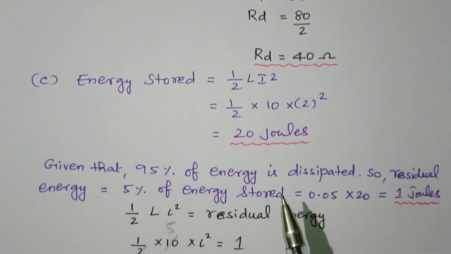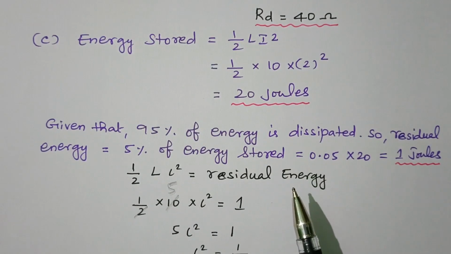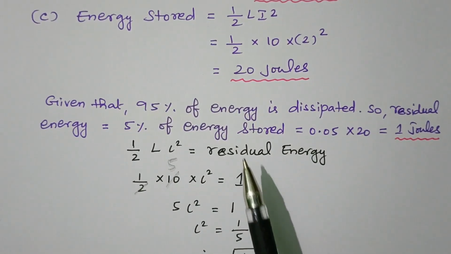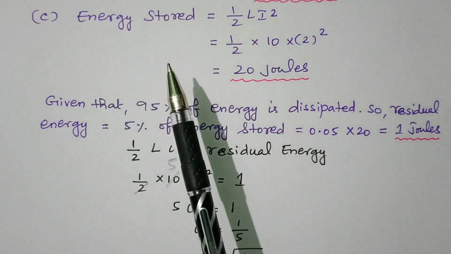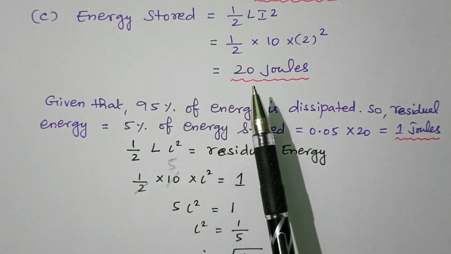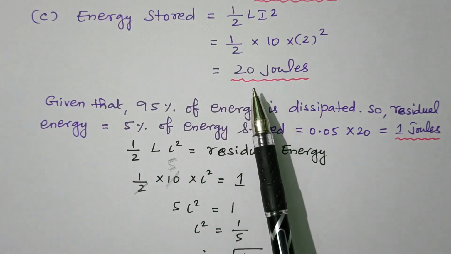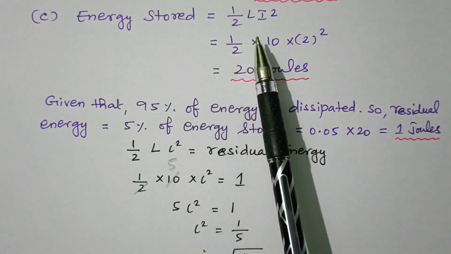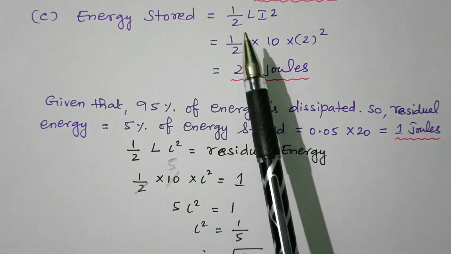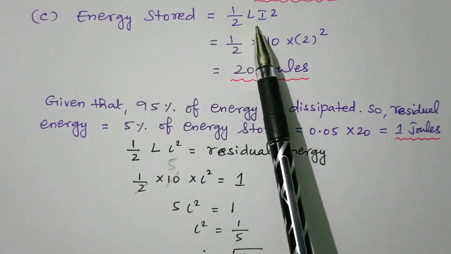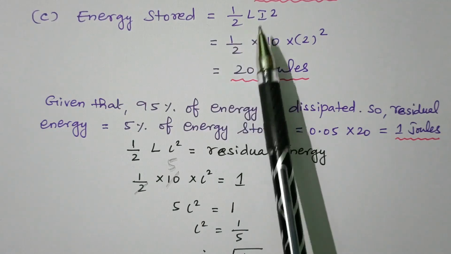Then we need to find the energy stored. Then we need to find when 90% of the energy is dissipated. So first we will find the energy stored, then we will find 90%, and the current is required to determine that. Energy stored equals half L i square. We know that energy stored in the coil is half L i square. For a capacitor it means half C V square; here it is half L i square, an inductor based on current.